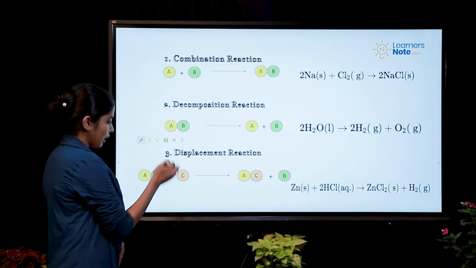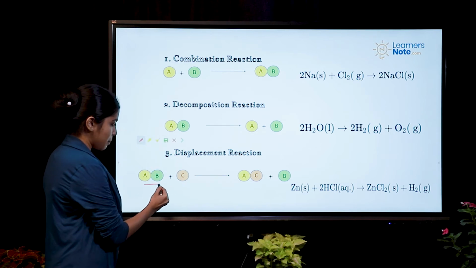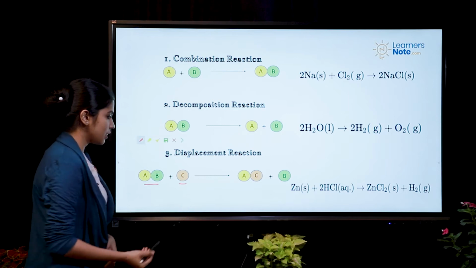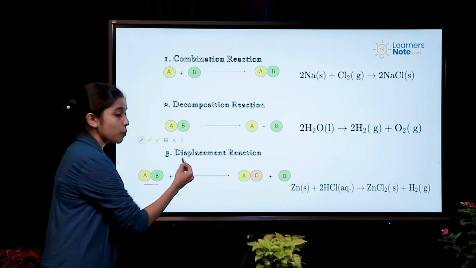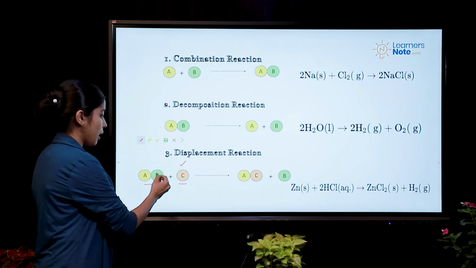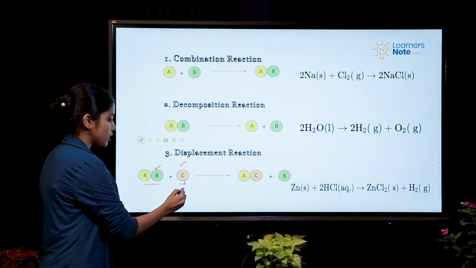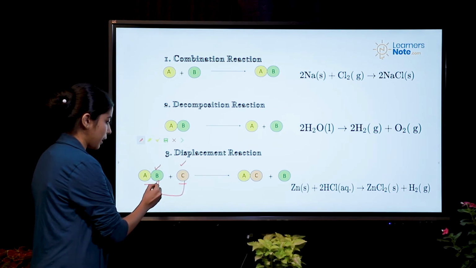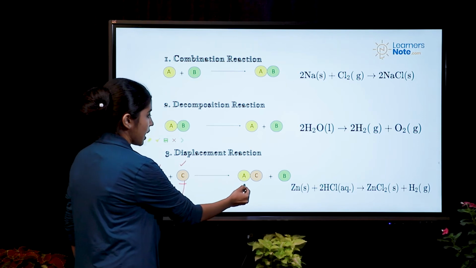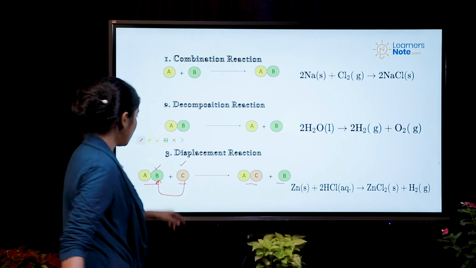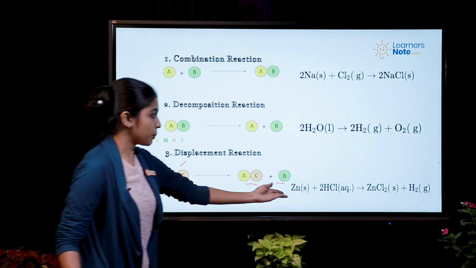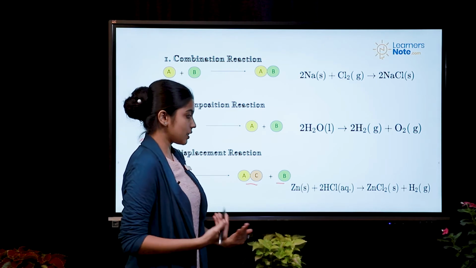You can see that your reactants are AB and C. Here C is more reactive compared to B. So what happens? C displaces B, and you get the product AC plus B. Let us look at an example, which will help you understand better.